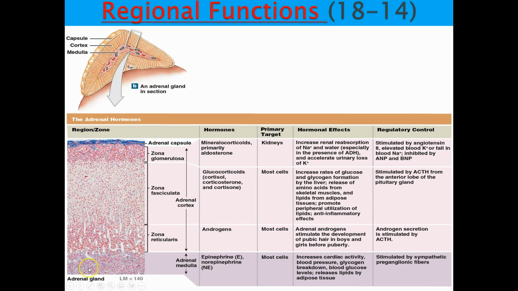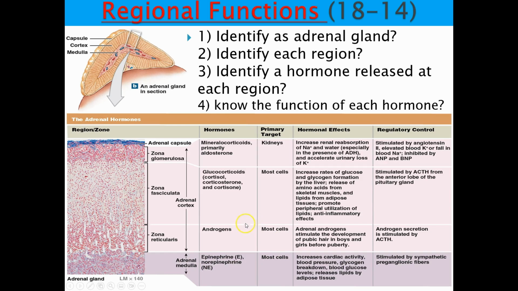All right, and then again, this layer that changes in color and gets really, really dark and dense, that's going to be the adrenal medulla. All right, and so you need to be able to identify the adrenal gland, each specific region, a hormone from the region, and then the functions of these hormones. If you can do that, you really know this organ, and you're good to go. That's the main extent of what you need to be able to break down here.